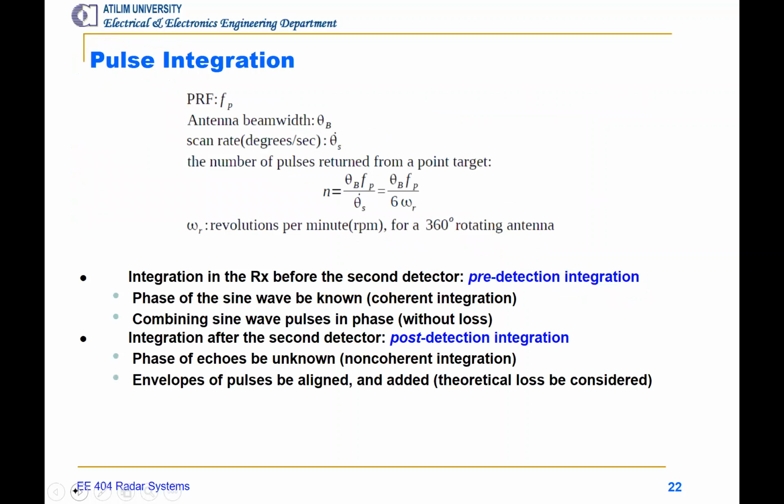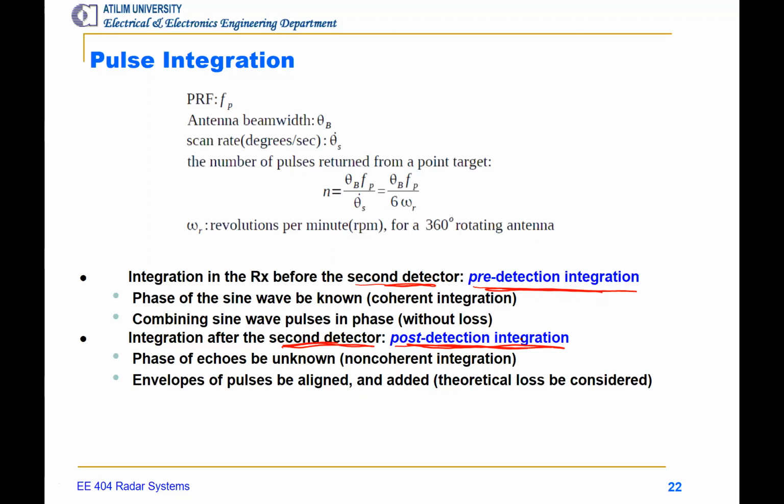Okay, next, pulse integration. In all the analysis we have done so far, we considered the single pulse case. In practice, we use pulse integration. Pulse integration can be implemented at different stages of the receiver. Basically, we do pulse integration before the second detector, which is called pre-detection integration, or after the second detector, which is called post-detection integration.